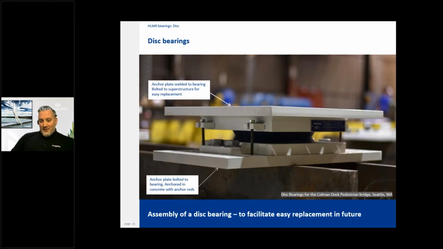Just another illustration of a disc bearing all put together there. In this case, the way that it's configured would be such that it would be bolted or anchored via dowels to an upper and a lower surface. And in this configuration, it's hard to say, but it could be concrete above or below, or steel.